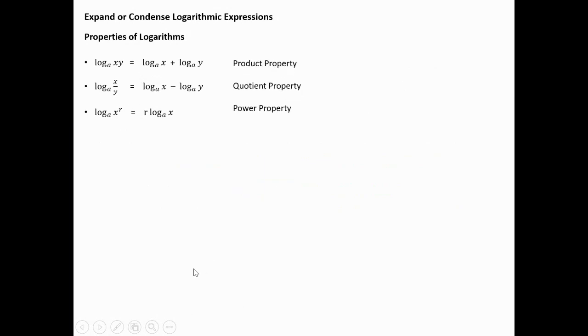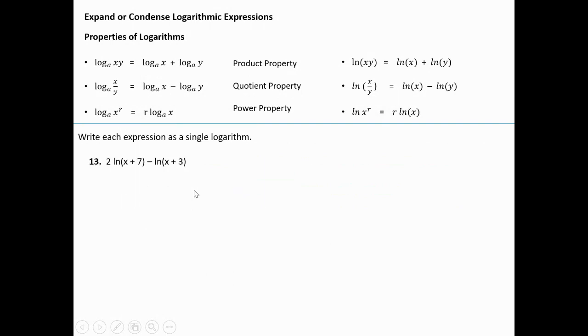Okay. Let's try one more. And again, I like to put the rules on the PowerPoint every time. That way we can see the rules. So now here, guys, they want you to put it as a single log. So these are expanded. They want you to go the other way. They want you to condense it.